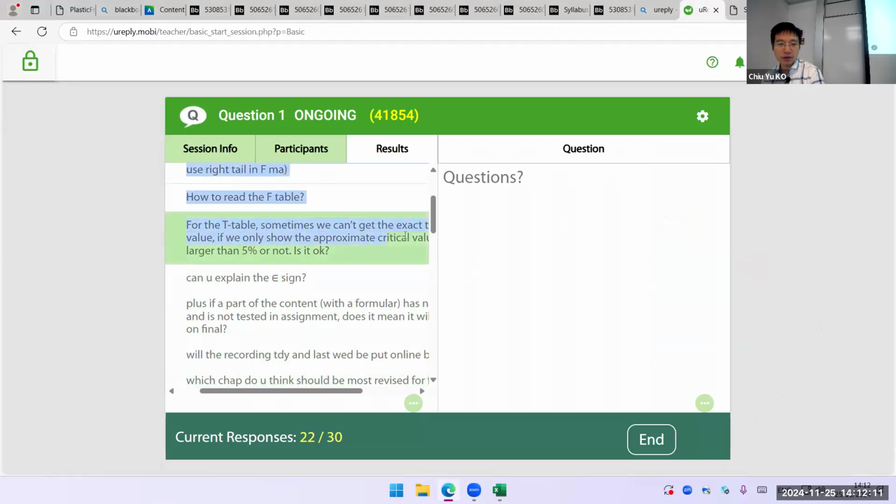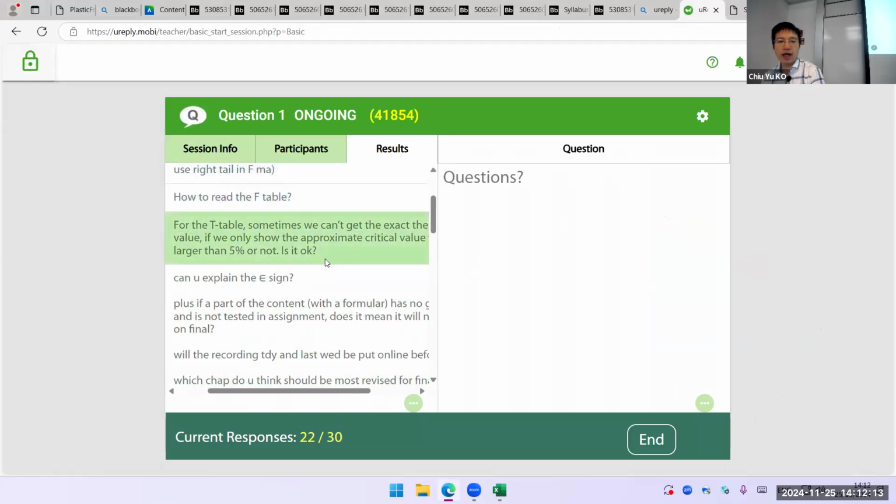For the T table, I think our answers are far away from the critical value, so you would be able to make a decision even if you read somewhere nearby. If you do it right, the number should be far enough from the critical value that if you look at the table up and down a little bit, it doesn't change the answer. So that will be the answer.